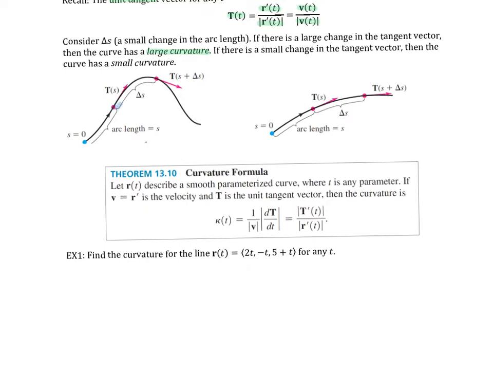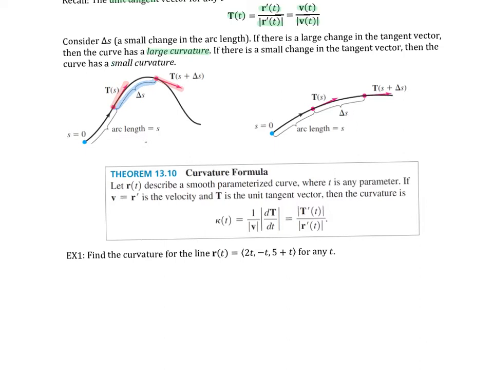If we look at some change in the arc length, and we compare the starting tangent vector to the ending tangent vector, if there's a large change in the direction of these tangent vectors, which in this diagram there is, they're clearly going in very different directions, then that would correspond to a large curvature. And just looking at this curve, you see that it does curve quite a bit.